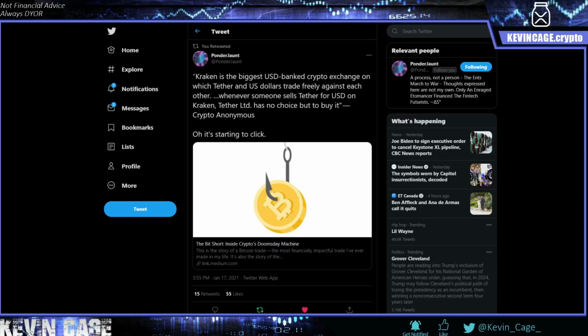Kraken, massive exchange as we know, is the biggest USD-backed crypto exchange on which Tether and US dollars trade freely against one another. Whenever someone sells Tether for USD on Kraken, Tether Limited has no choice but to buy it.